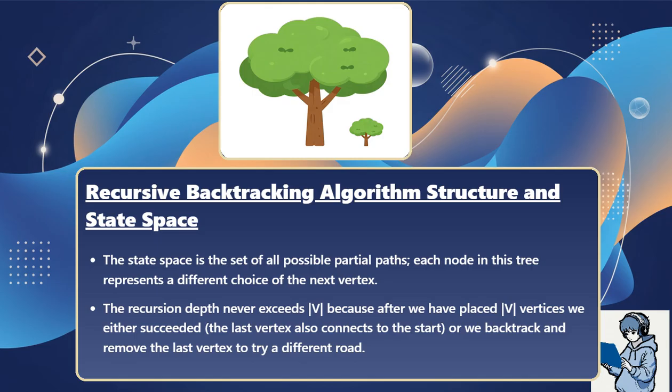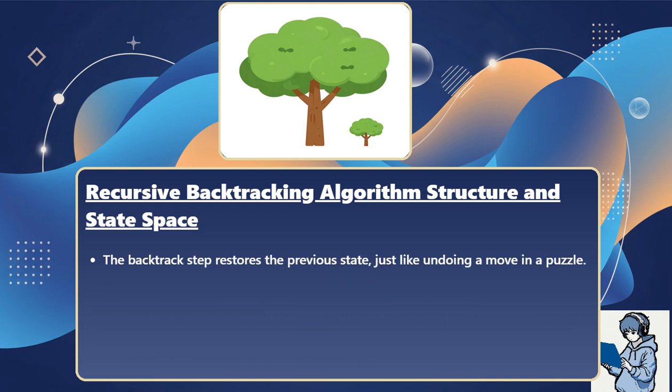The recursion depth never exceeds the size of V because after we have placed |V| vertices, we either succeeded, the last vertex also connects to the start, or we backtrack and remove the last vertex to try a different road. The backtrack step restores the previous state, just like undoing a move in a puzzle.